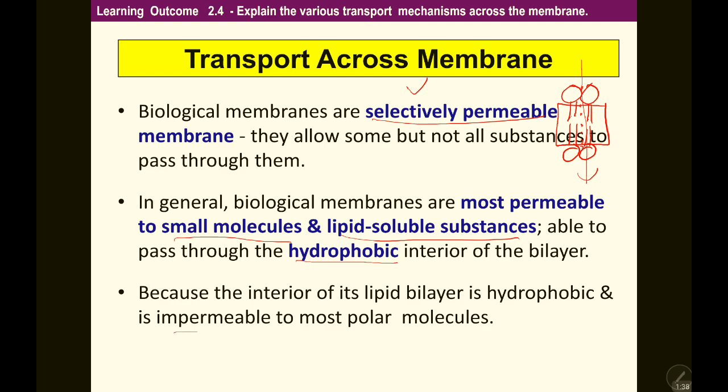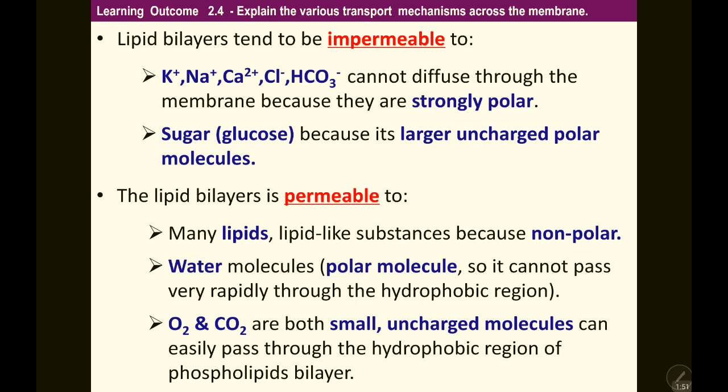Okay, so it is impermeable to most polar molecules. Polar molecules, also known as hydrophilic molecules, do not easily go through the membrane. Generally, the bilayer is impermeable to molecules which are strongly polar, for example all these examples here. Another one is sugar, which does not easily go through the bilayer because it is a very large molecule and it is polar. Okay, larger uncharged polar molecules.